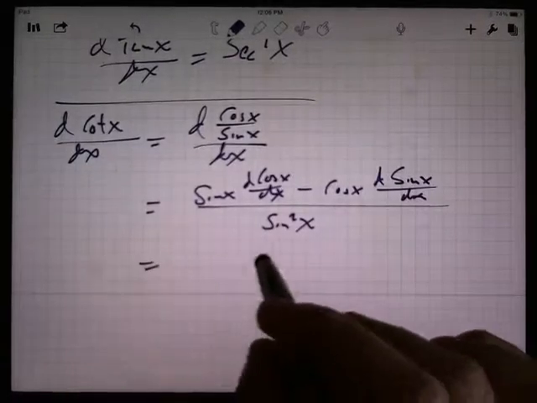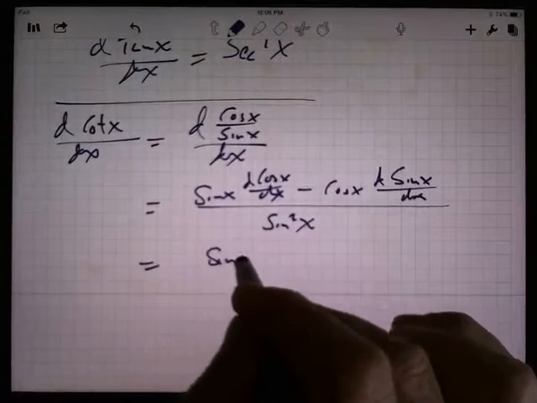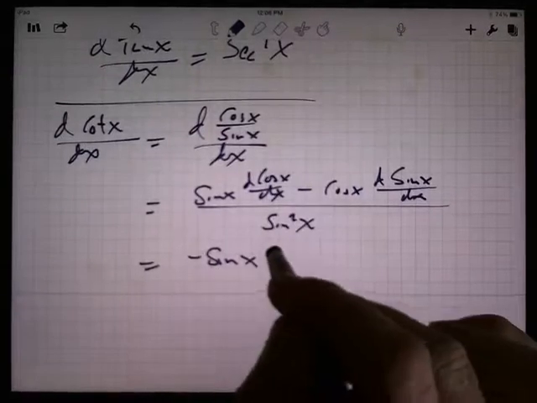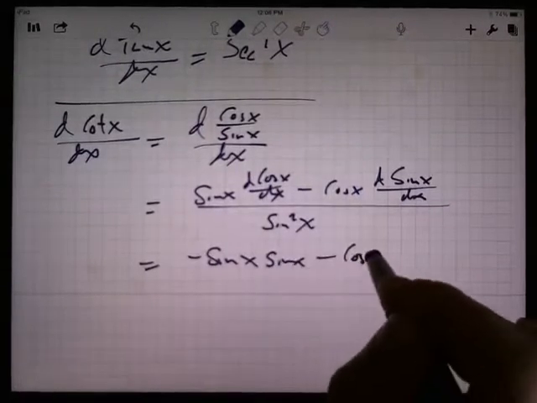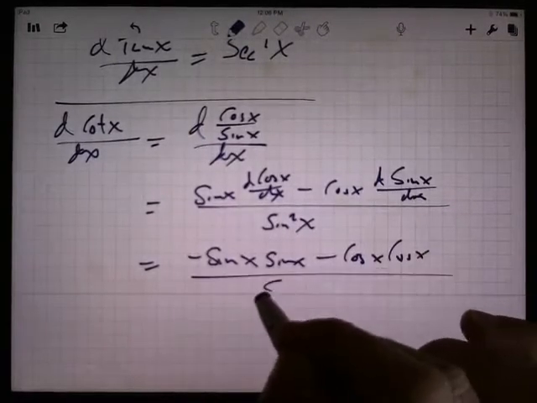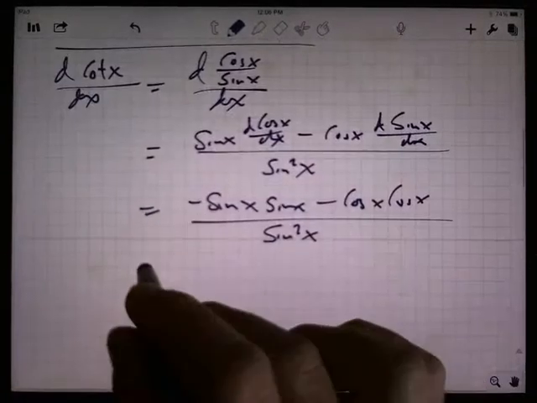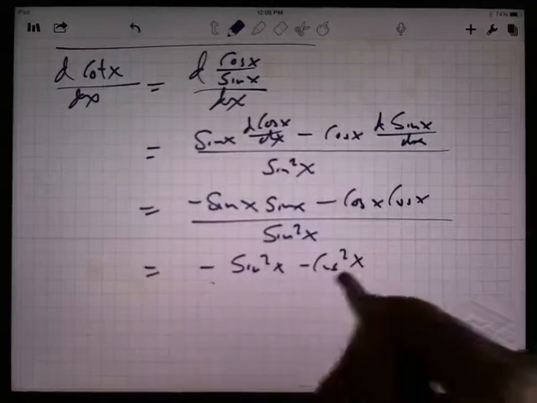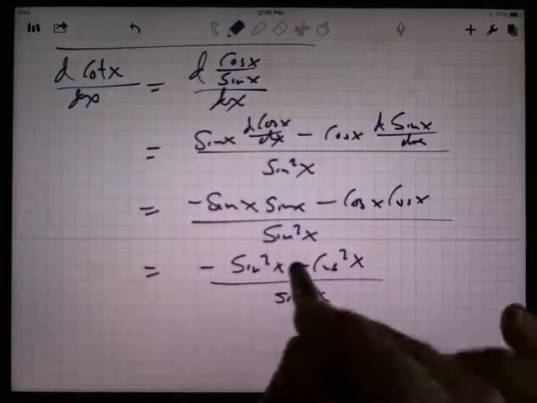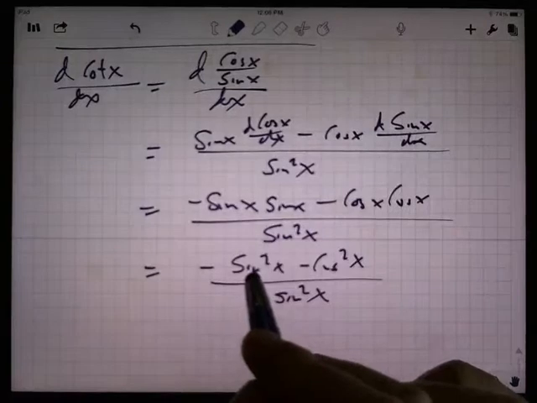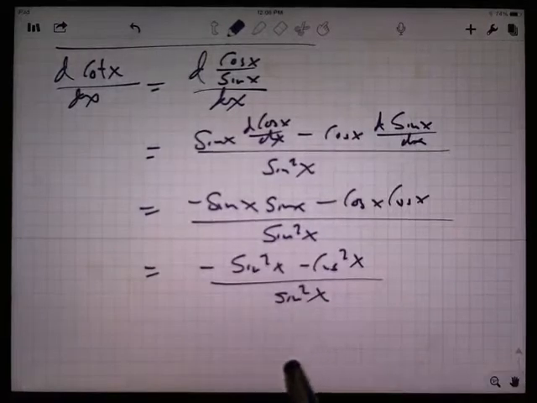All right. So here we go. I've got a sine x times the derivative of cosine x. The derivative of cosine x is negative sine x, so there's the negative sine x, minus the cosine x times the derivative of sine x. Well, the derivative of sine x is cosine x. And I've got a sine squared x on the bottom. So I've got a minus sine squared x minus cosine squared x on the top and a sine squared x on the bottom. You want to cancel out those sine squareds? Don't do it. Just don't even think about it, because that's not a factor of the top. It's a term, right? You're subtracting. You've got to be multiplying if you're going to cancel.